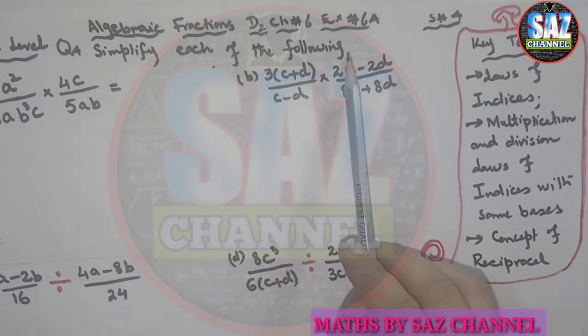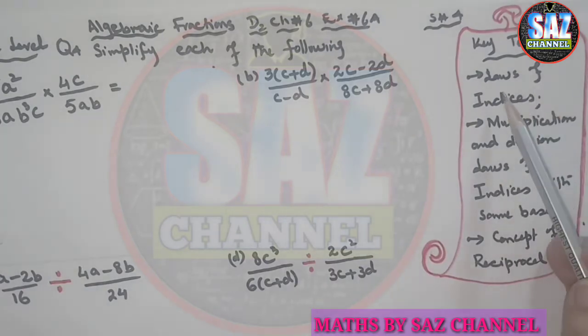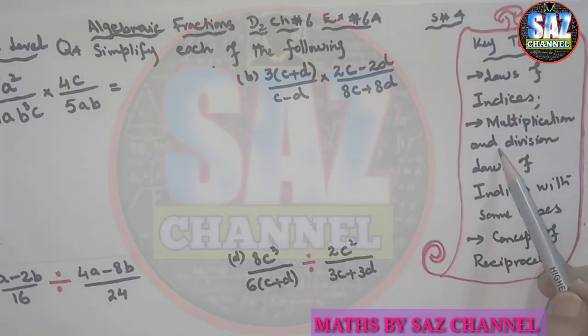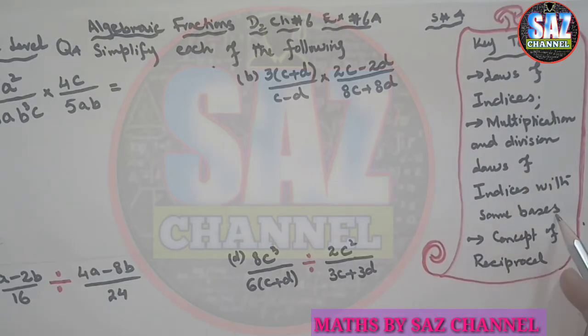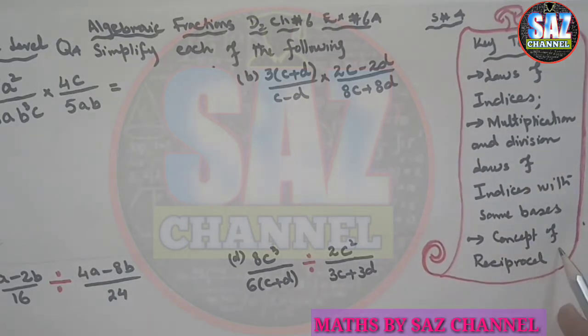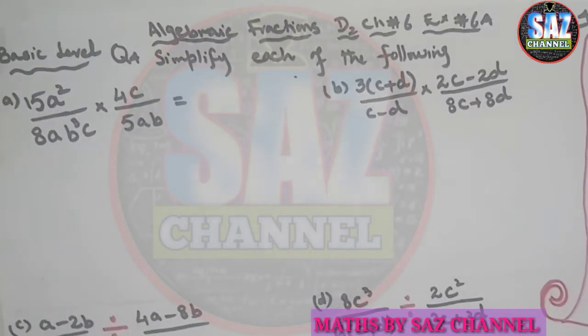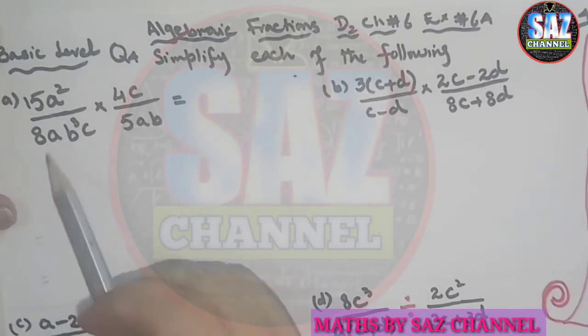Before going to the lesson, there are some key terms that we have to understand. For this lesson, we should have a grasp on laws of indices, multiplication and division laws of indices with the same base, and the concept of reciprocal, and the integration of this lesson with the previous lessons. For better understanding of the next lesson, let's move to the first part of the question.